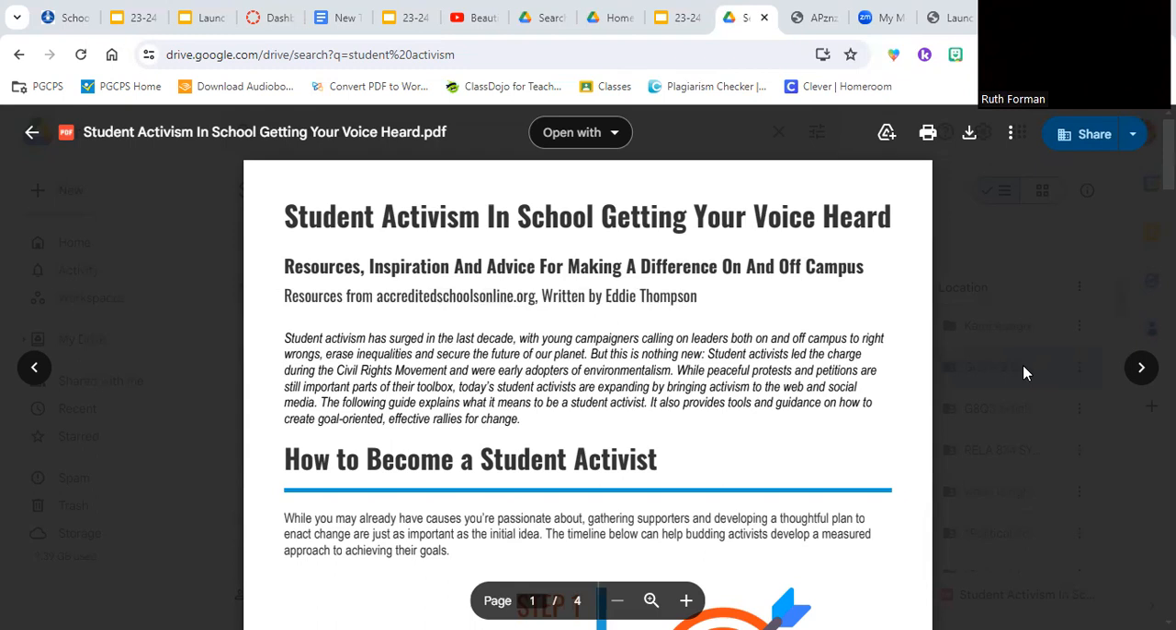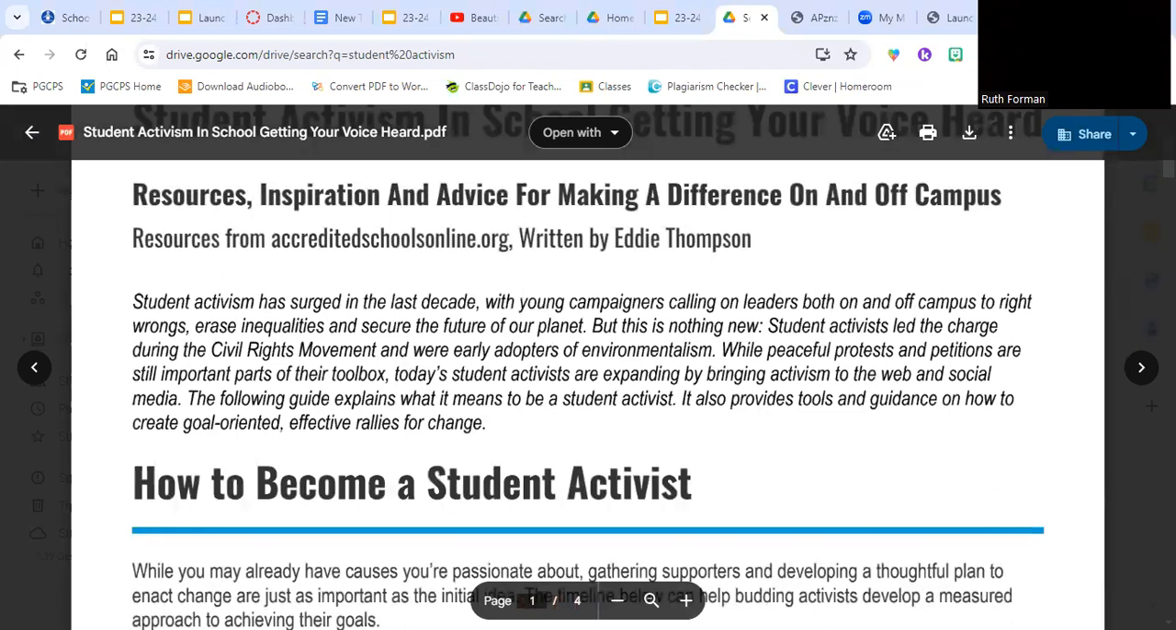Student activism has surged in the last decade, with young campaigners calling on leaders both on and off campus to right wrongs, erase inequalities, and secure the future of our planet. But this is nothing new. Student activists led the charge during the civil rights movement and were early adopters of environmentalism. While peaceful protests and petitions are still important parts of their toolbox, today's student activists are expanding by bringing activism to the web and social media.